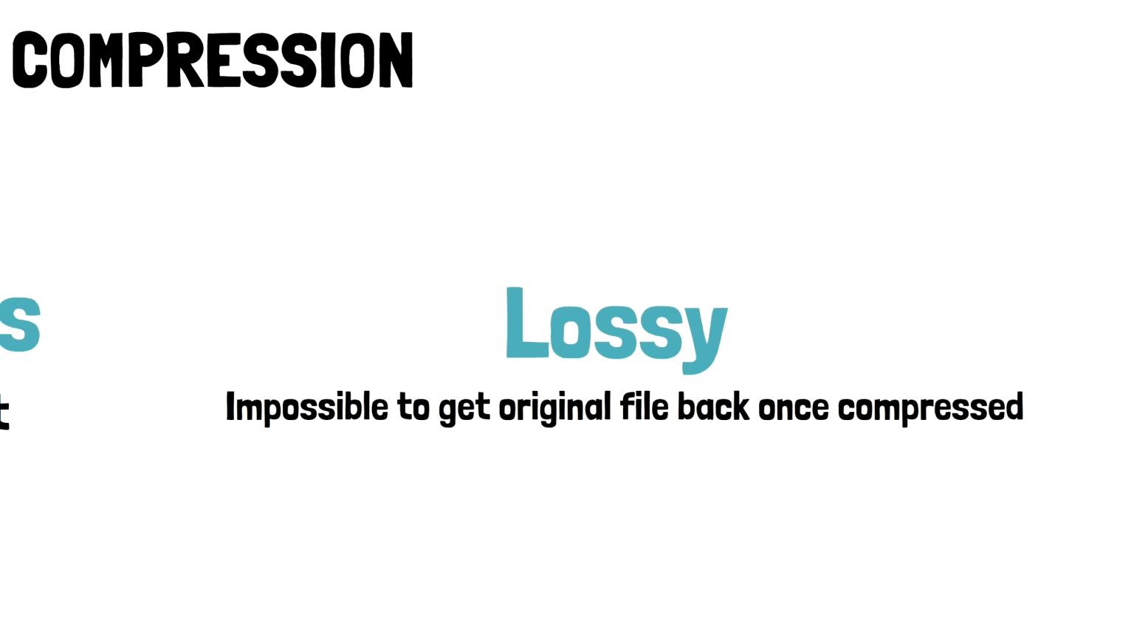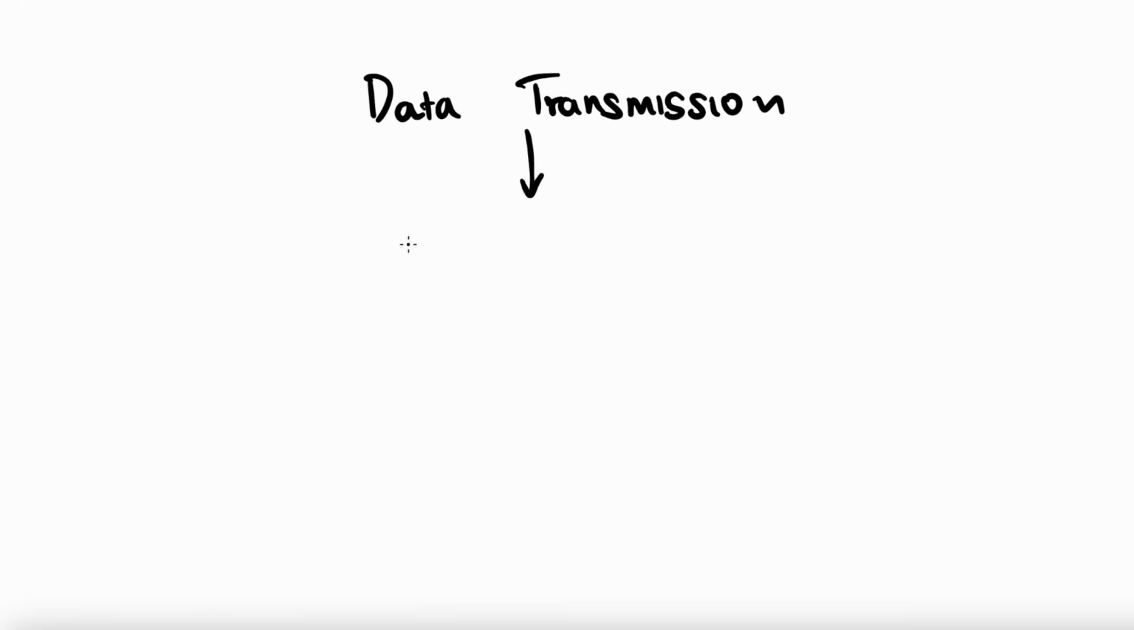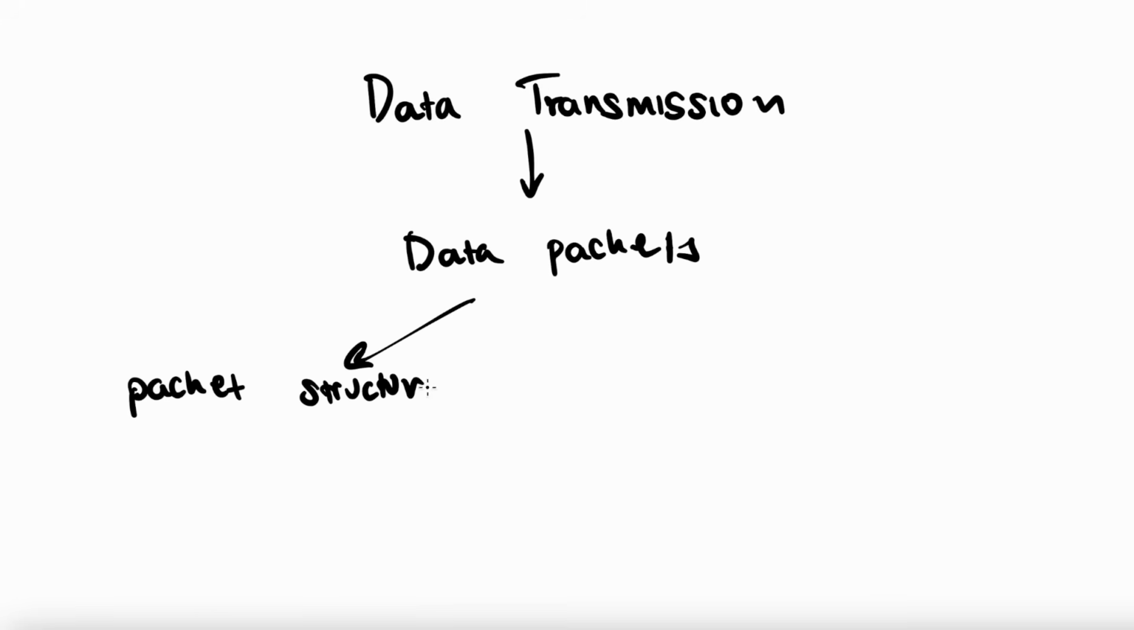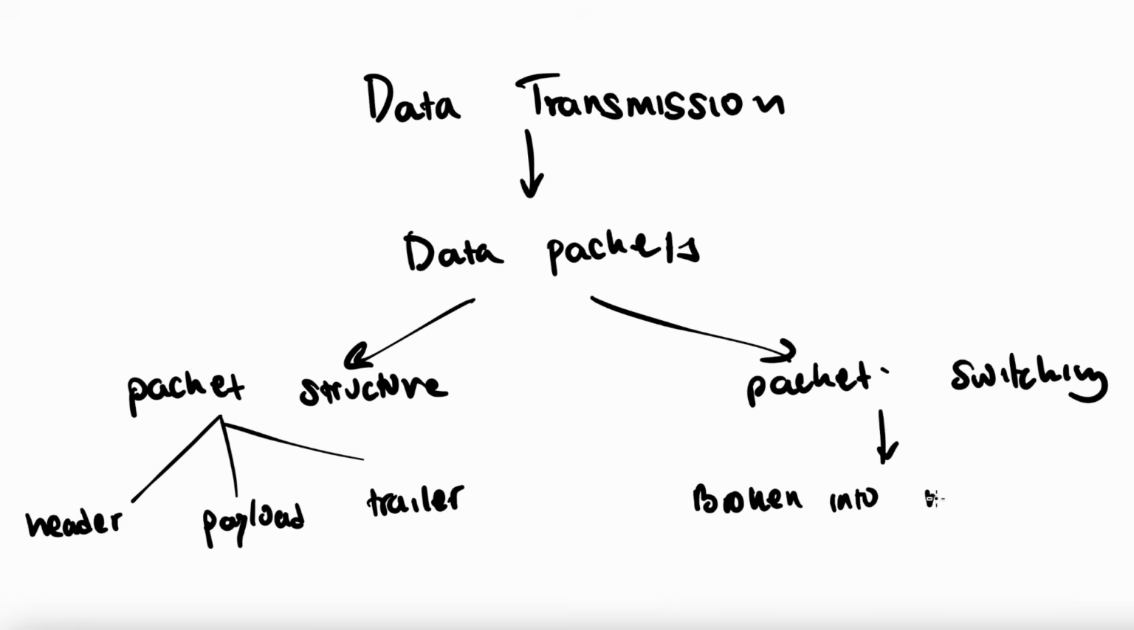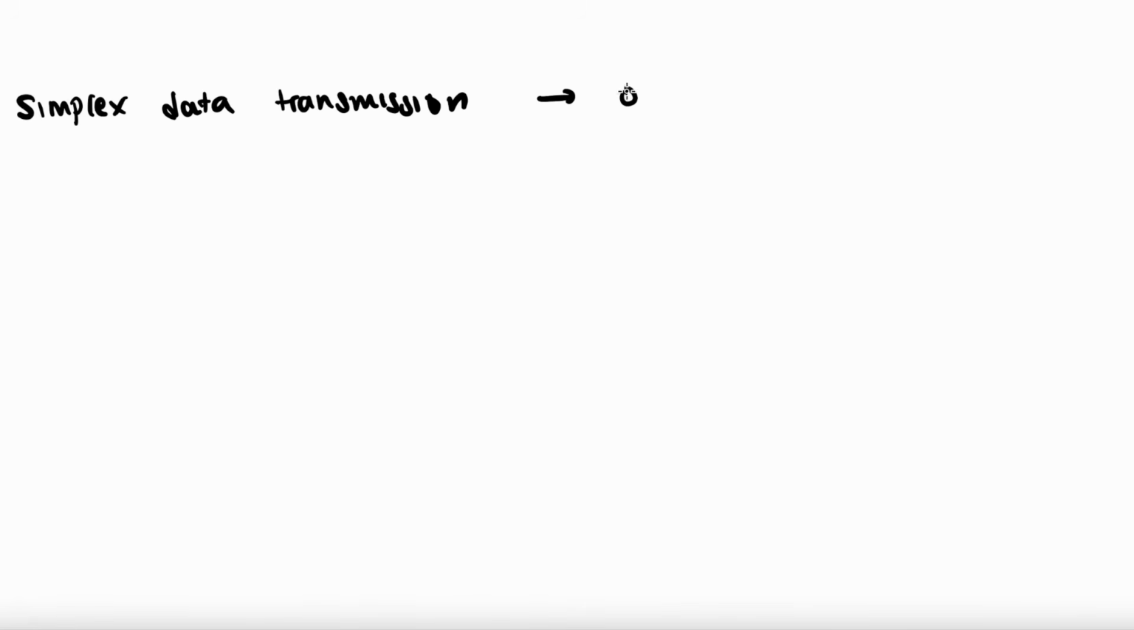it is impossible to get the original file back once it has been compressed. Data transmission: within data packets, we have the packet structure and packet switching. The packet structure is the header, payload, and trailer, and packet switching is when data is broken into multiple packets.